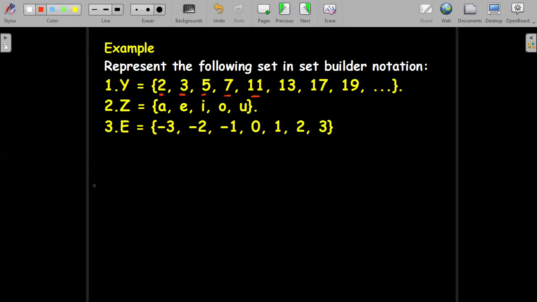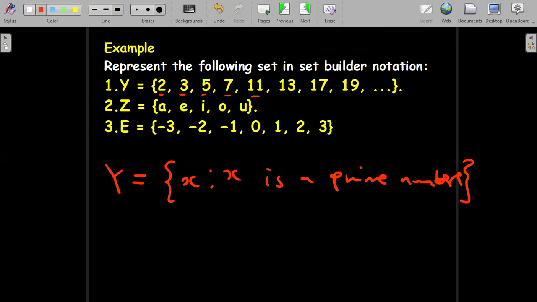So in set-builder notation, we are going to represent this as, so the set Y is going to be a set of all X. So you can just represent it by X, saying all X such that X is a prime number. You can write this description here, prime number. So, and you close there. So Y is the set of all X such that X is a prime number.